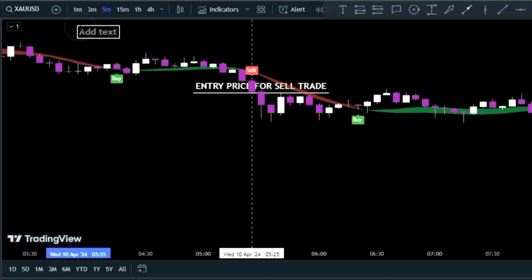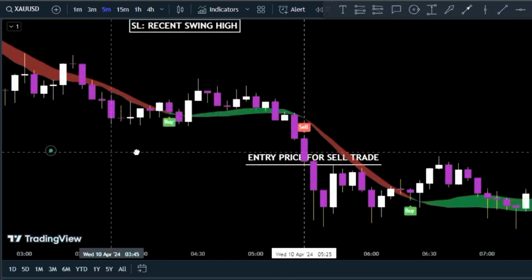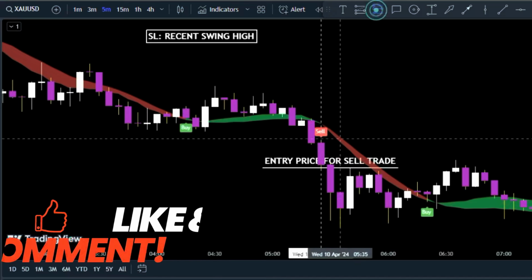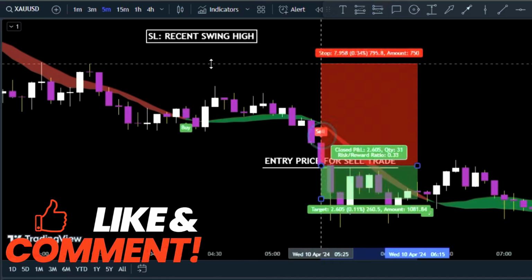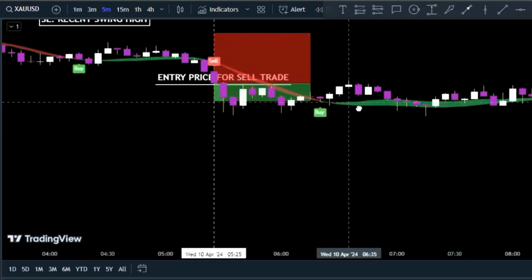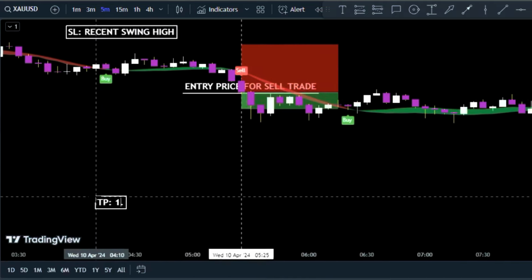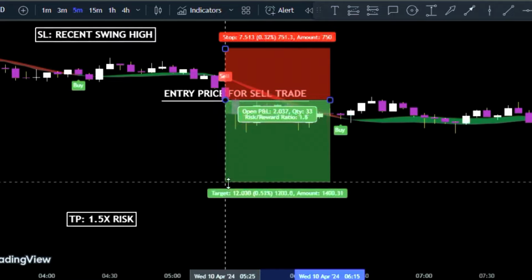Then set your stop loss at the most recent swing high, protecting your position in case the market moves against you. For the take profit target, aim for 1.5 times the risk.